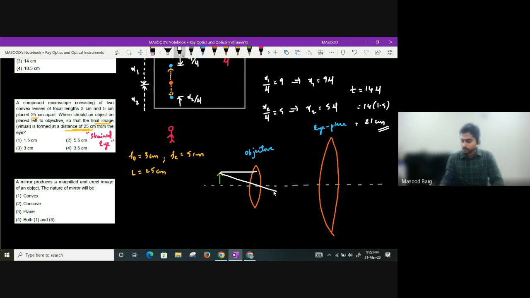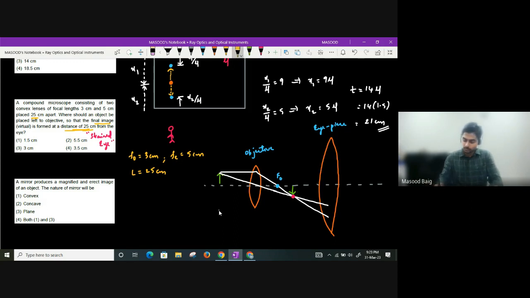It is moving something in this manner, let us say. And incident ray parallel to principal axis will converge at the focus. So this will be focus of your objective lens. And do we have real intersection? Yes, we have real intersection. So this will be the image formed by the objective lens. Image formed by the objective lens will behave as object for the eyepiece, guys.